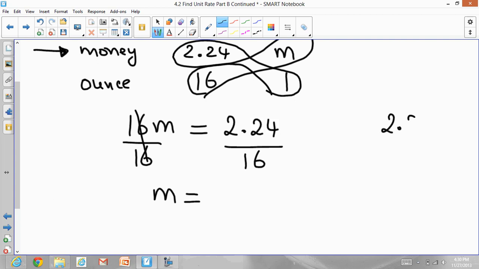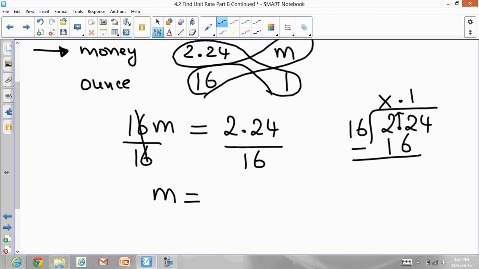So 2.24 you divide it by 16. The top number always goes inside the shelter. 16 cannot go in a 2. Decimal point straight up. 16 goes into a 22 one times. Subtract: 16, 17, 18, 19, 20, 21, 22, that leaves 6, then 4. 16 times 4: 6 times 4 is 24. 2 is a carryover, 4, 5, 6. So it's going to be 14. So this is going to be 0.14.